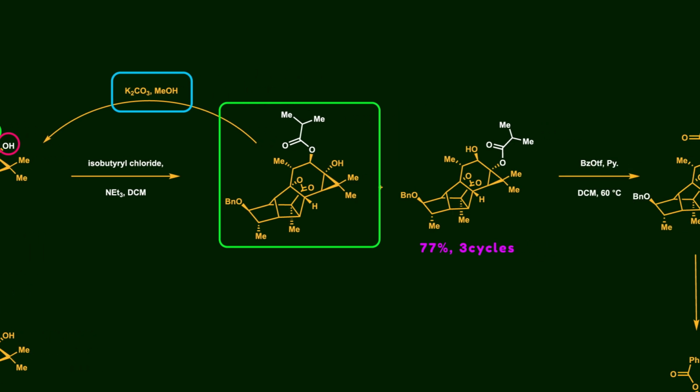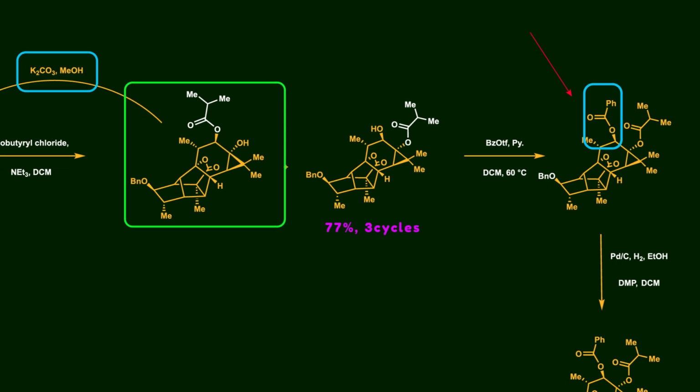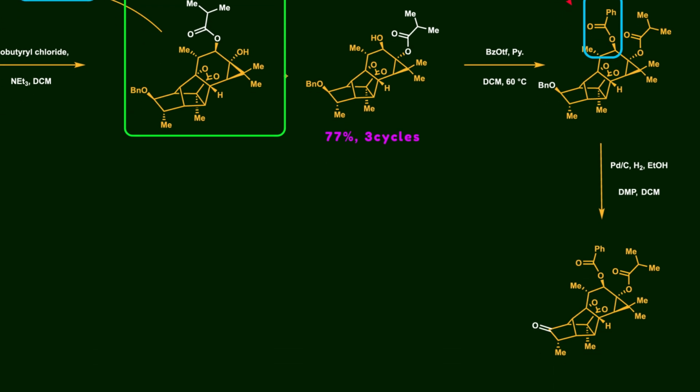Finally, treatment of this compound with BzOTf and pyridine gave the desired product. Notice that if this hydroxy group had been esterified first, it would have completely prevented the subsequent esterification of the other hydroxy group due to steric hindrance. The target molecule was then produced by hydrogenation and removal of the benzyl moiety, followed by DMP oxidation in one pot, giving the pedrolide.